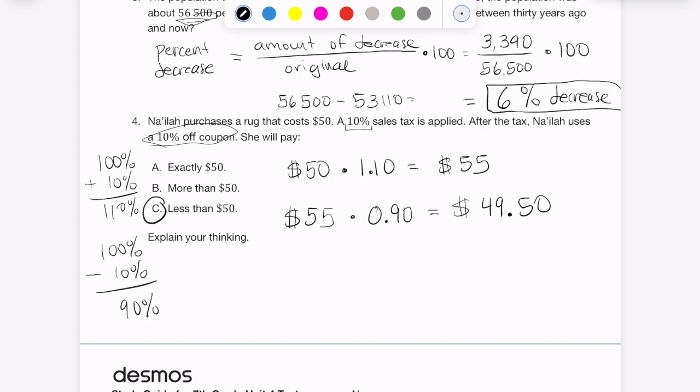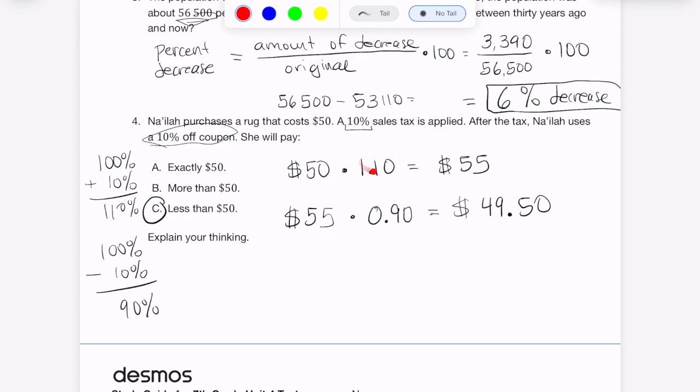But the conceptual idea is here we're taking 10% of $50, so that gets bigger. But then we're taking 90% of $55. So since we're taking 90% of a bigger number, then it means we're going to take away more, right? Because it's all about the percent of the whole. So that is the idea.